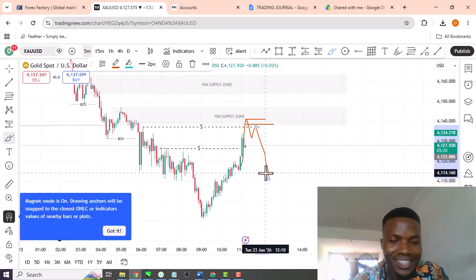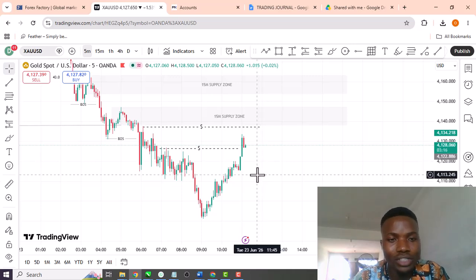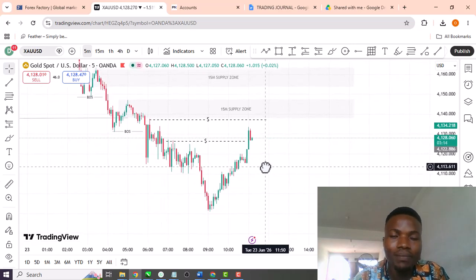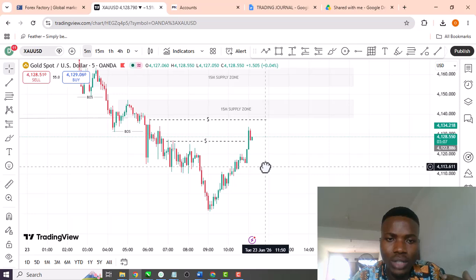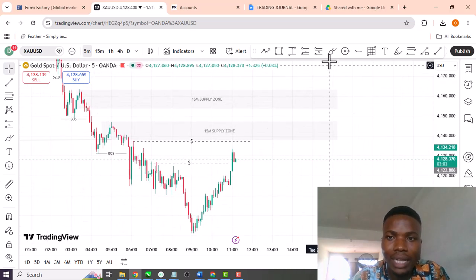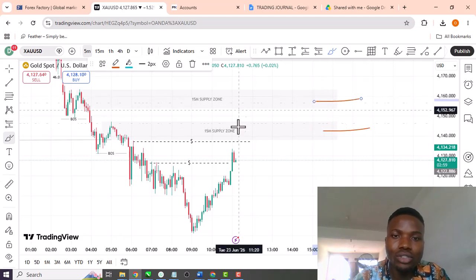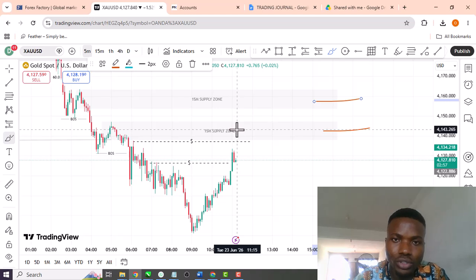I know that you may not fully understand. I'm just trying my best to explain to you, but when I continue to record this video by 1 o'clock, you are going to see how price is actually reacting, probably at this zone or this zone. So these are the two zones that I'm looking to trade today, and I believe that we are going to be profitable.